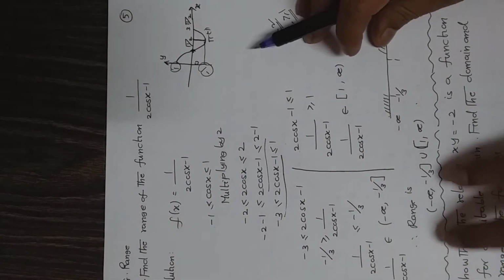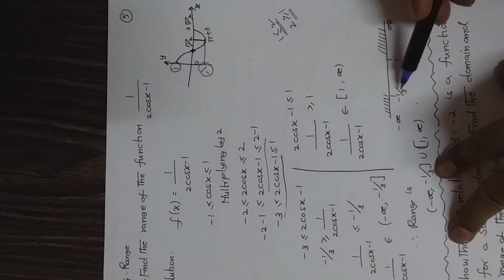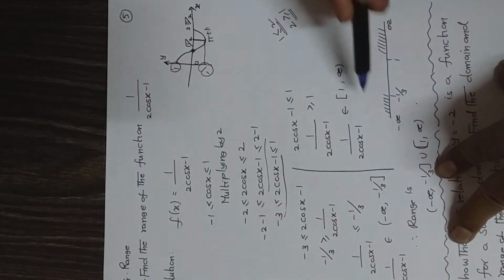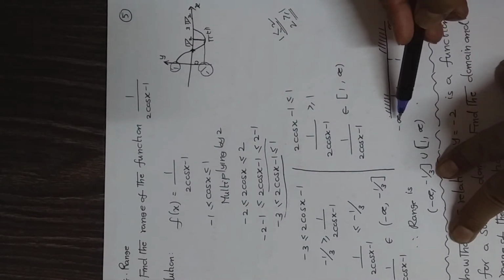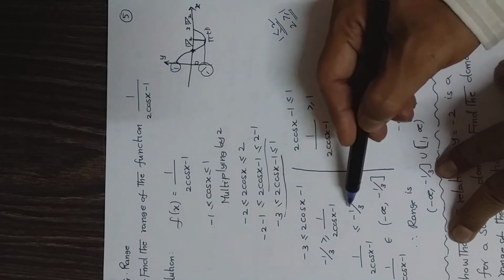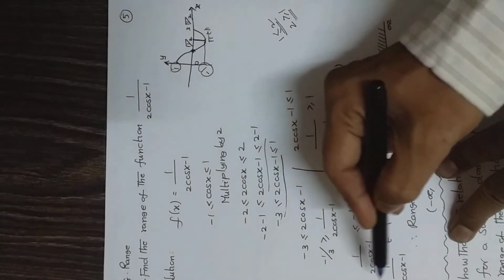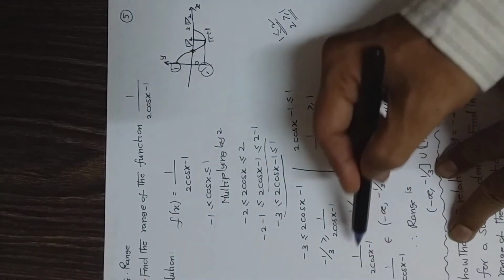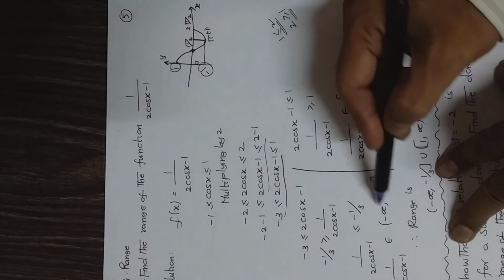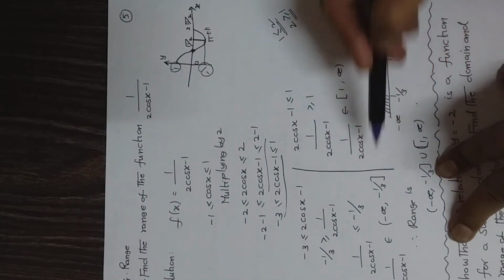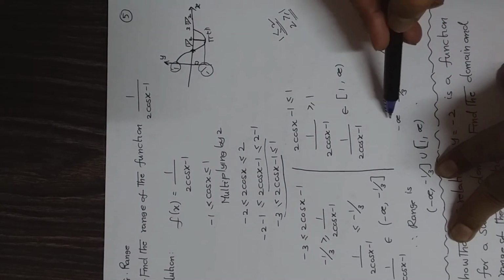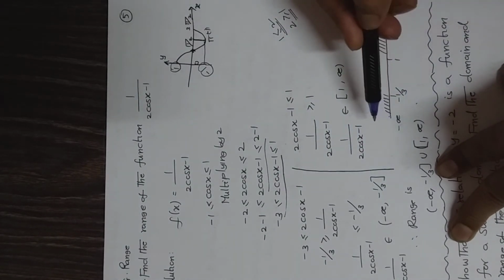So that means what? If you plot it on the number line, suppose this is minus 1 by 3, less than means right side or left side? Left side. Up to minus infinity I can go. But the equal to sign is there, including minus 1 by 3. So the range of this value is present in this interval. Minus 1 by 3 you can get. This side up to minus infinity, but minus infinity will not be included. Okay, so this is about this part.